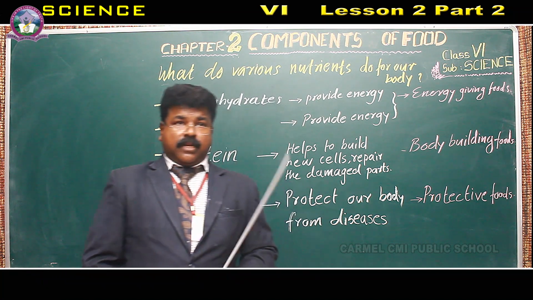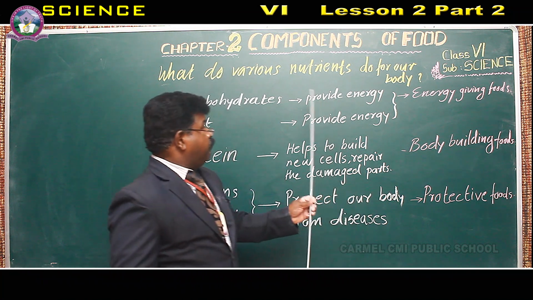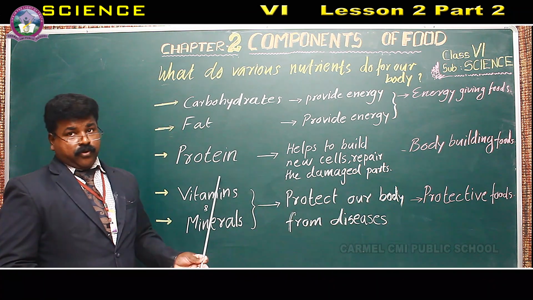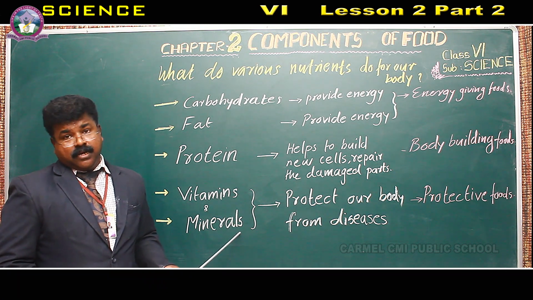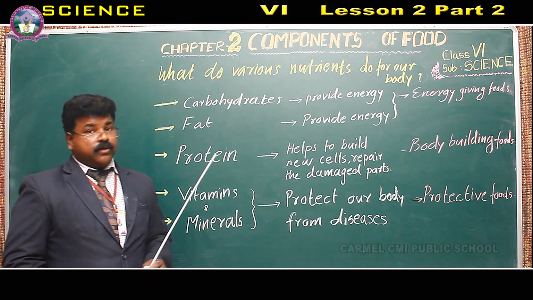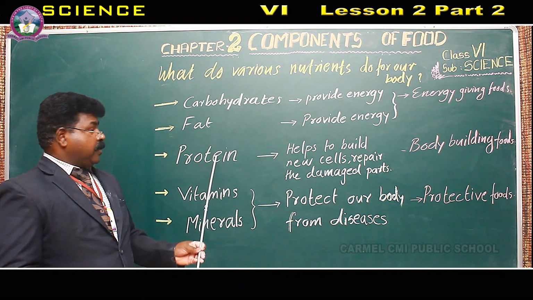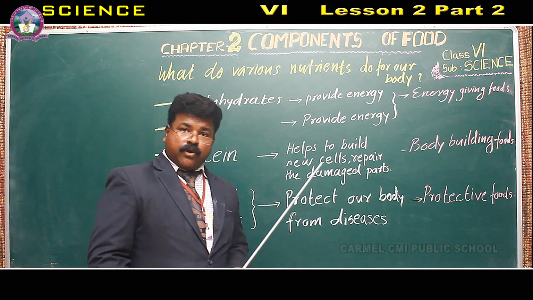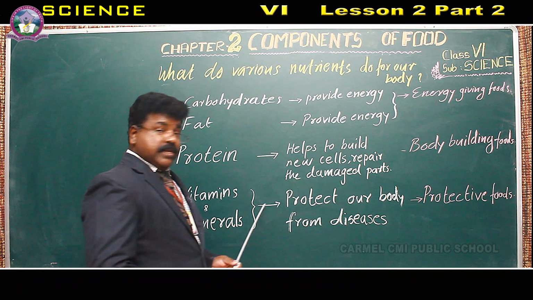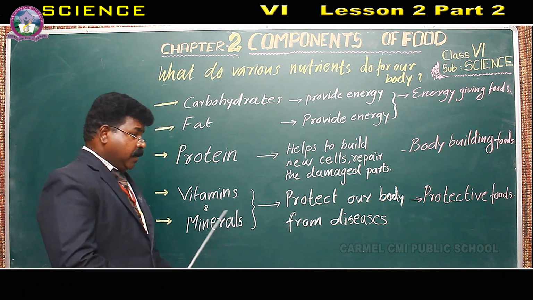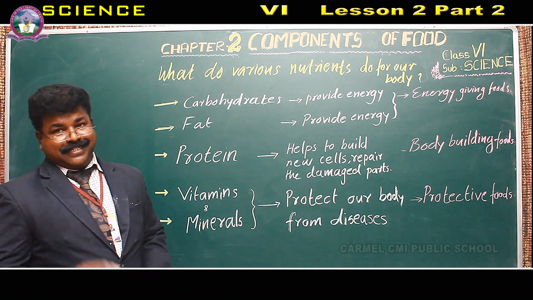Both the vitamins and minerals are required by our body in very less quantity only. Compared to the quantity of carbohydrate, fat and protein, we need to have less amount of vitamins and minerals. So they are known as micronutrients also. Carbohydrates, fats and proteins we require in large quantity, so they are known as macronutrients, whereas we require vitamins and minerals in lesser quantity, so they are known as micronutrients also. It's not there in the textbook, but I just said it.